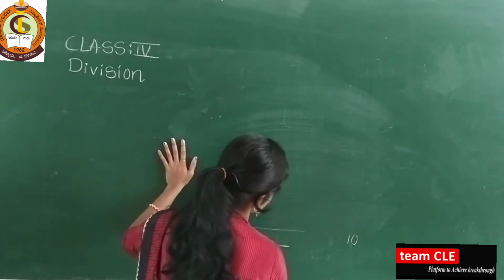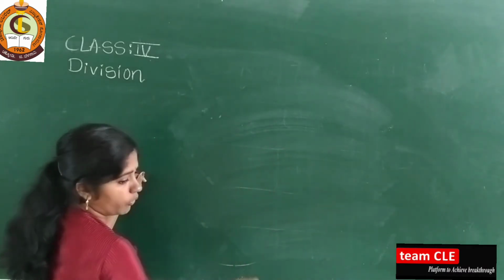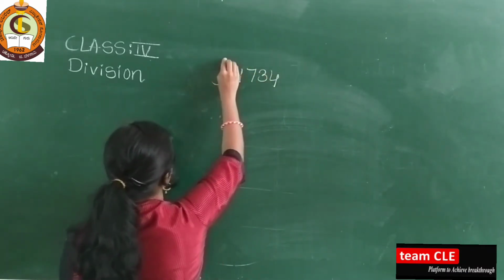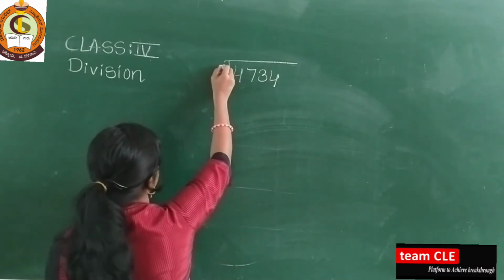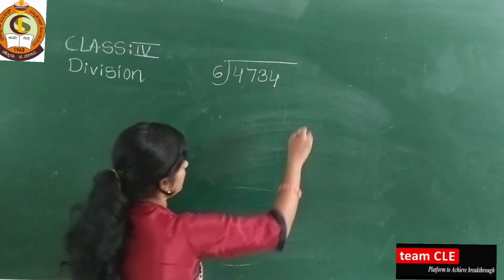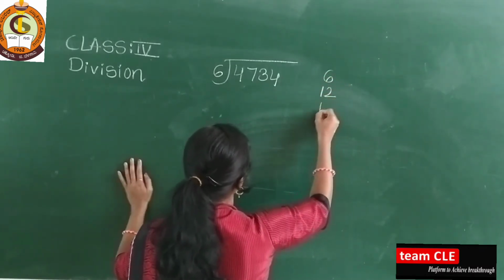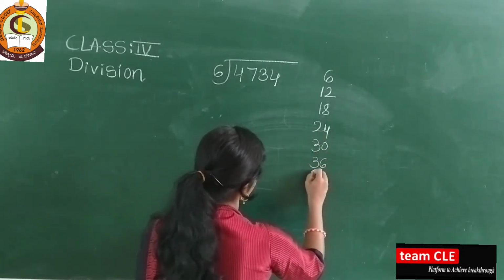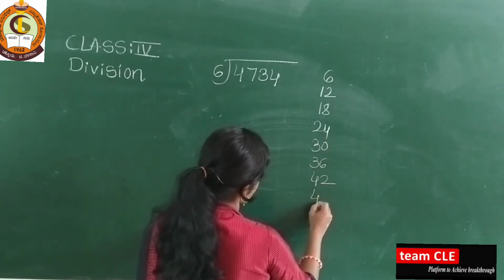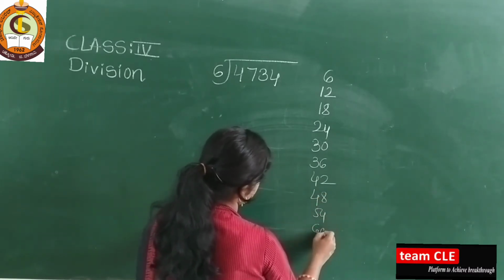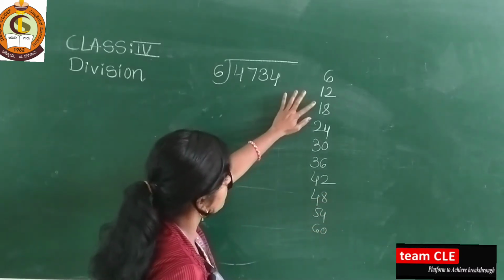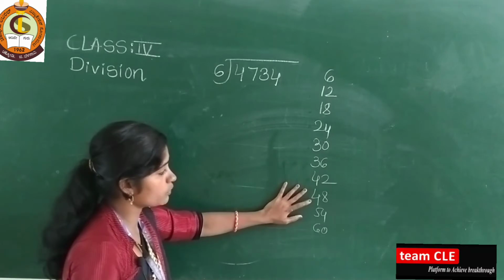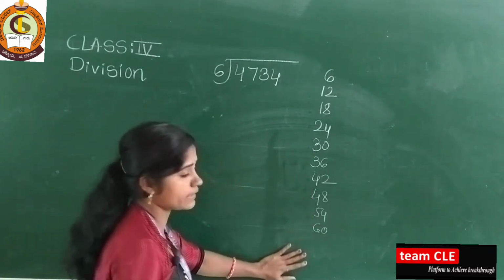I will take here 4734 divided by 6. Okay, so write here the 6 table. 6 ones are 6, 6 twos are 12, 6 threes are 18, 6 fours are 24, 6 fives are 30, 6 sixes are 36, 6 sevens are 42, 6 eights are 48, 6 nines are 54, 6 tens are 60.